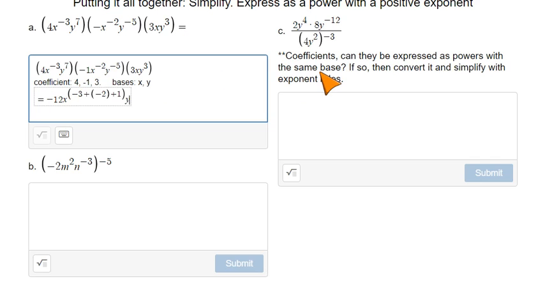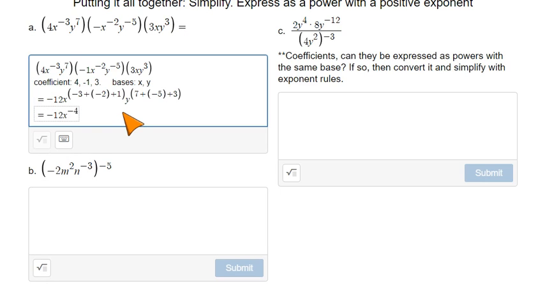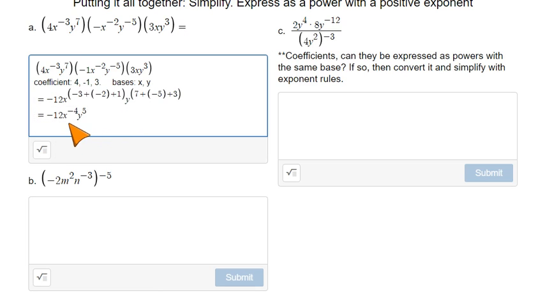Then we have our y's: y to the power of 7 plus -5 plus +3. Let's collect all the like terms in our exponent. We have -12 x to the power of -4, and y to the power of 5. We're not quite finished yet because we've been asked to express it as a power with a positive exponent.